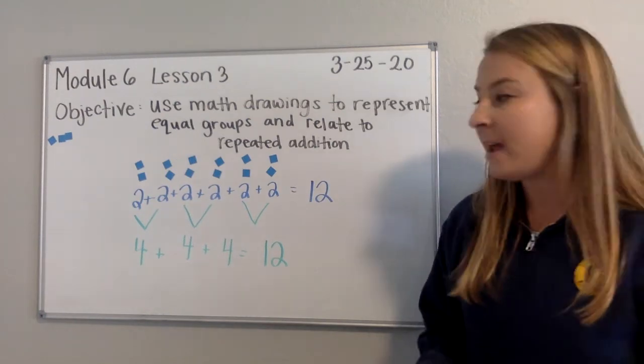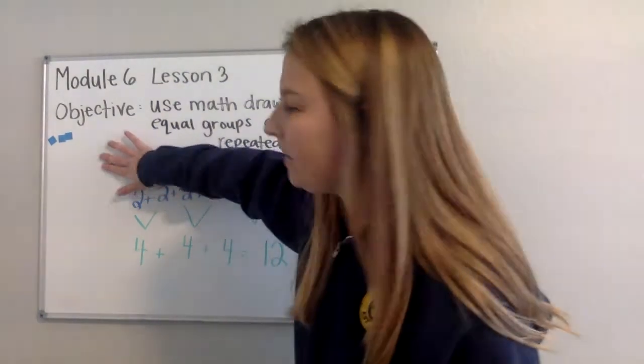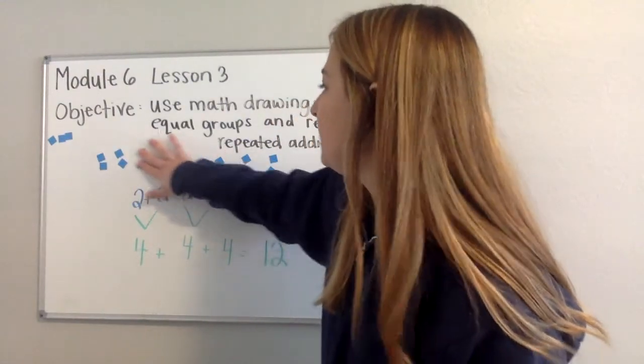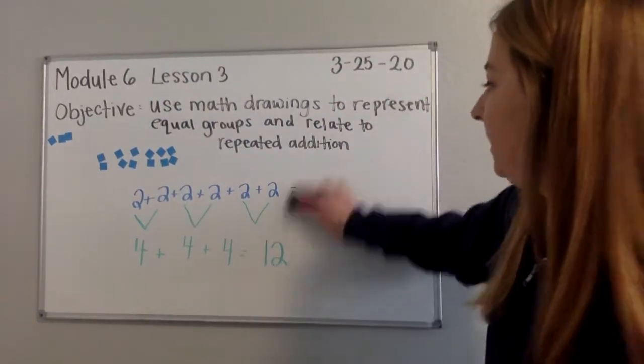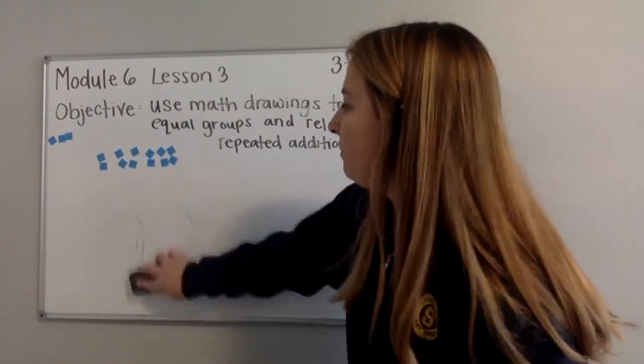My third and final example is going to be 5 groups of 3. So I'm going to clear my board and get ready to make 5 groups of 3.